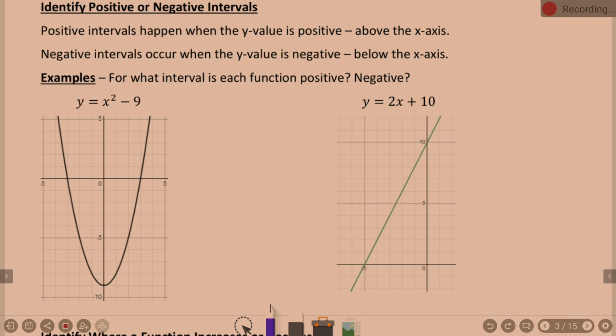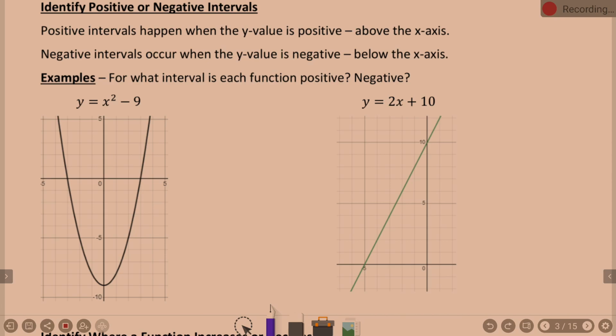Next page. We've got 2 more big topics to talk about. This next one is positive and negative intervals. Again, the easiest way to do this is looking at the graph, which is what we're going to do. Positive intervals happen when the graph is positive.